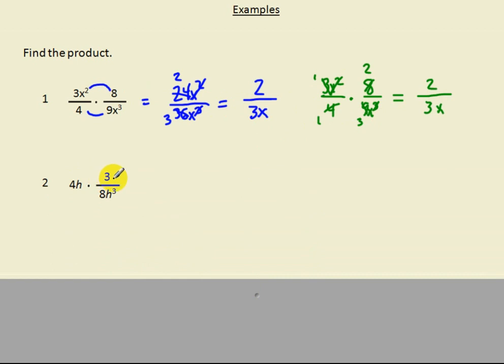And here we have 4h times 3 over 8h cubed. If you want, you can write this as 4h over 1. And we're still looking for some canceling wherever possible. So 4 will go into 8. So we go ahead and say that 4 goes into 4 once, 4 goes into 8 2 times, and then this 1h will cancel one of the 3 h's here. We still have 2 h's remaining. So now we can go ahead and multiply. 1 times 3 is 3, and 1 times 2h squared is 2h squared.